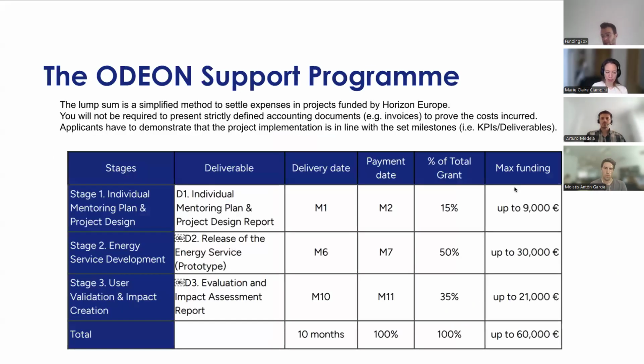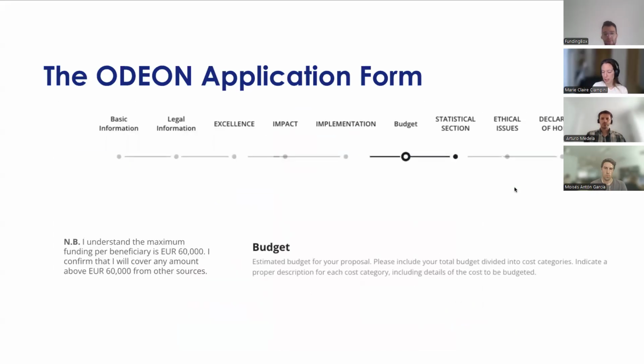Sorry, I'll just go back to highlight one last thing. You do have other sections in the form which are important, but I didn't focus on them here because I wanted to focus more on excellence, impact, and implementation. In the statistical section, we ask you some basic questions, but we also ask you about gender balance. And this is something important to consider. We are always looking to support applications with good gender balance. So keep that in mind when developing your application form.